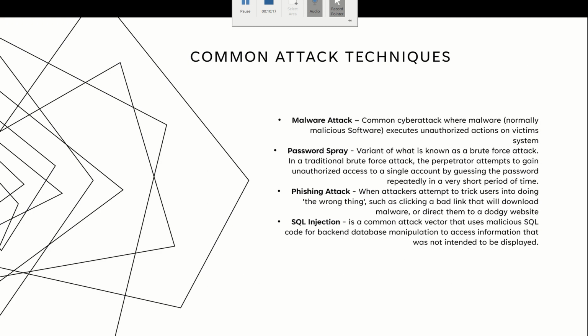Some of the common attack techniques I personally have come across, as well as you should be aware of in terms of reducing tenant exposure, and you should be implementing services around these types of attack techniques to reduce this, is the common malware attack. So a common cyber attack, where malware or malicious software executes unauthorized actions on your end users' machines. So that could be a download of an application from a third-party source, or someone sent over a link you've clicked to download some software.